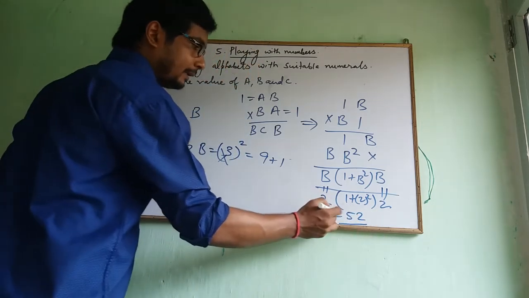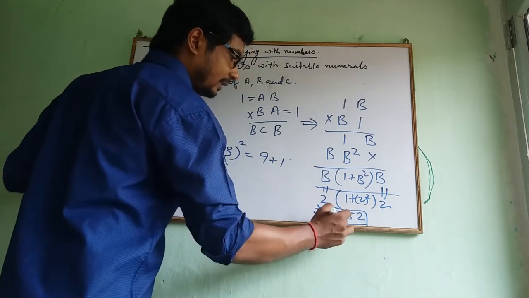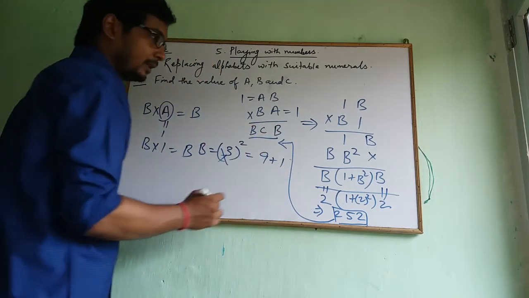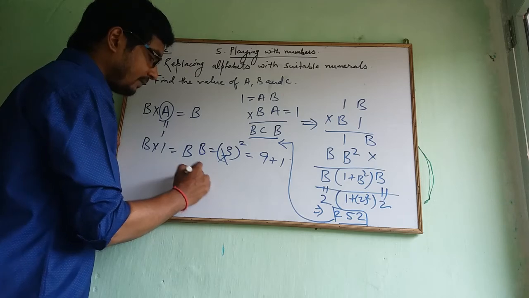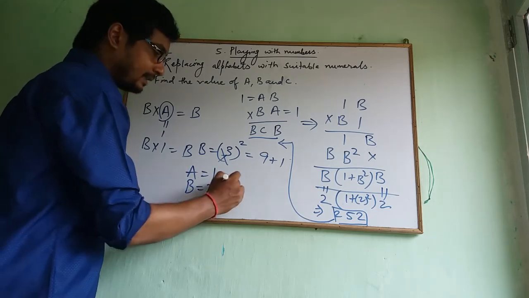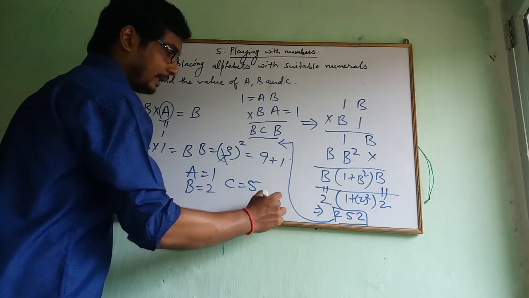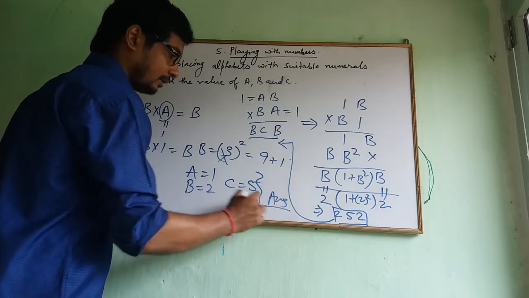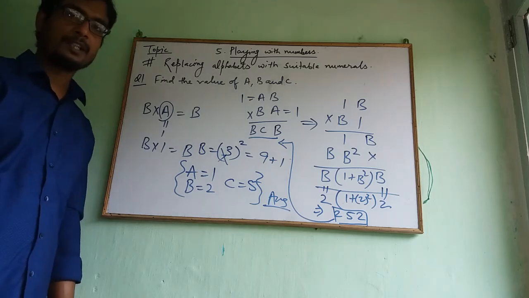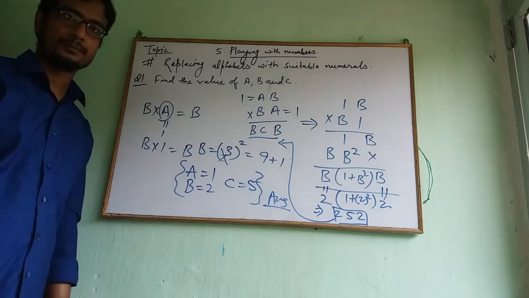Now just compare this number with this one, that is BCB. So my answer will be: A equals 1, B equals 2, and C equals 5, and that will be my answer. I hope that you have understood this concept. Now let's move on to the next question.